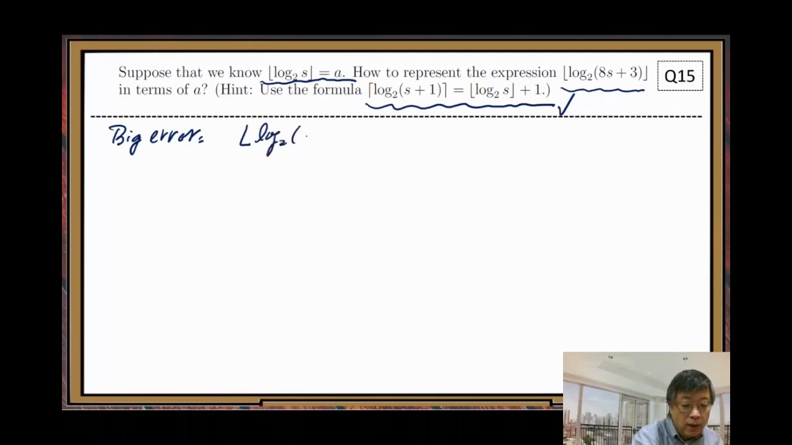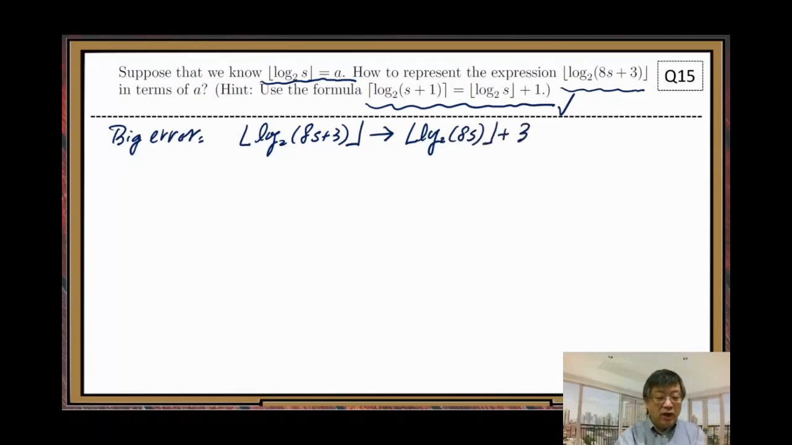Log base 2 of (8s plus 3). Look, here I do not write an equal sign, okay? Because I do not feel comfortable. Those students, they put an equal sign. So I just use an arrow sign. They split like this, plus 3. They pull that 3 out directly from inside the parenthesis of the log base 2 function. You're not allowed to do that. We are not allowed to do that. So this is a big mistake.